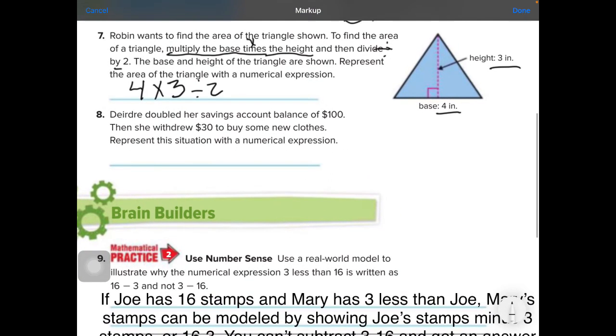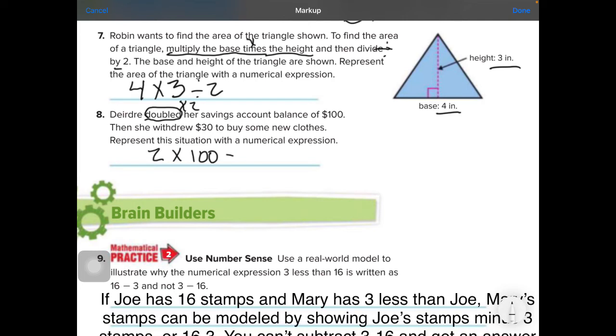Number 8, Dieter doubled her savings account balance of $100. Then she withdrew $30 to buy some new clothes. Represent this with a numerical expression. When you see the word double, that also means times by 2. So she doubled her savings account, and she had the account balance of 100. So 2 times 100 is what we're going to write here.